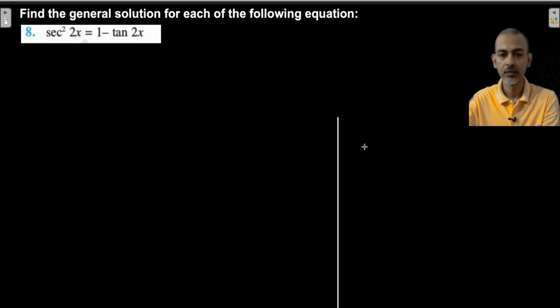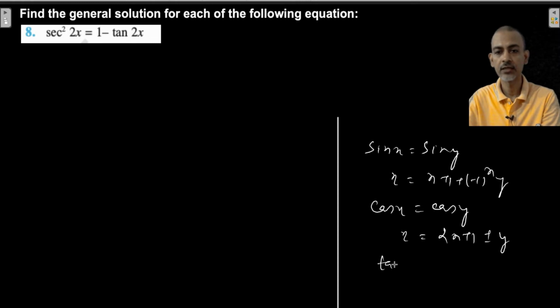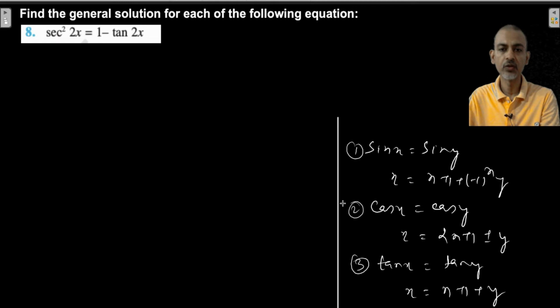and remember my theorems. So if we have to find the general solution of this, we know that if sin x equals sin y, then the general solution becomes x equals n pi plus minus 1 to the power n into y. When it is cos x equals cos y, then it becomes x equals 2n pi plus minus y. And when it is tan x equals tan y, then my general solution becomes x equals n pi plus y. Alright, so this is my first, this is my second theorem, and this is my third theorem. We are primarily going to make use of these.